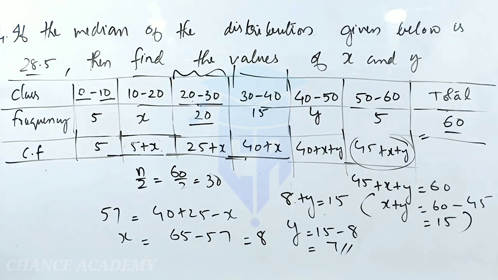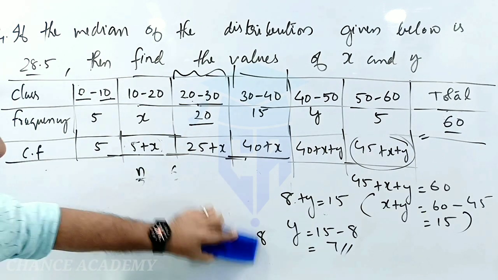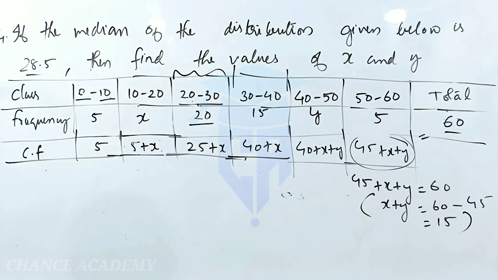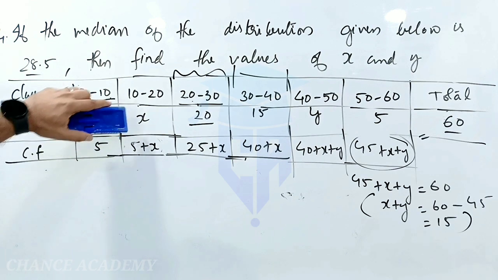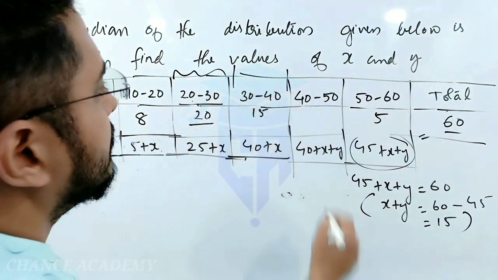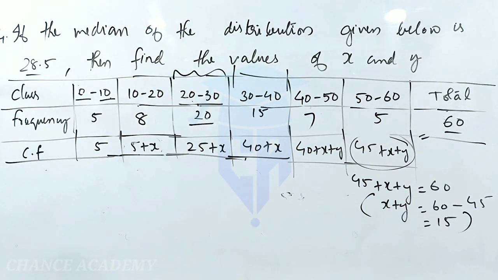As I told you, this question is for 5 mark. You can expect more from this question. Like they can ask for the mode. There you need to find the class having the highest frequency. But in this question, since we got the value for x as 8 and y as 7, we know that here we have the same class as the modal class and the median class. 20 to 30 will be the class.